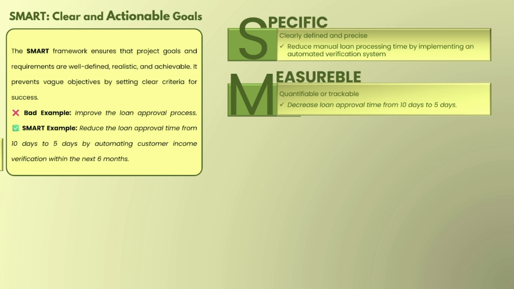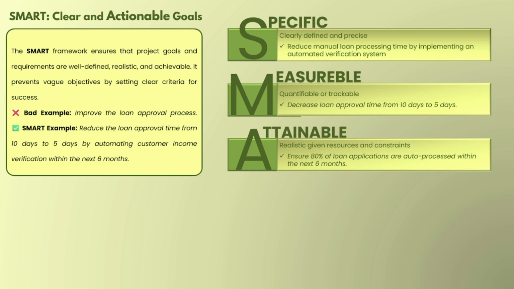And the next is attainable, or we can say achievable, means it is something realistic given resources and constraints. For example, ensure 80% of loan applications are auto processed within the next 6 months. If someone says that 80% of loan applications should be auto processed in the next 6 days or next 15 days, it is not achievable, it is not realistic. So whatever we write should be attainable, achievable.